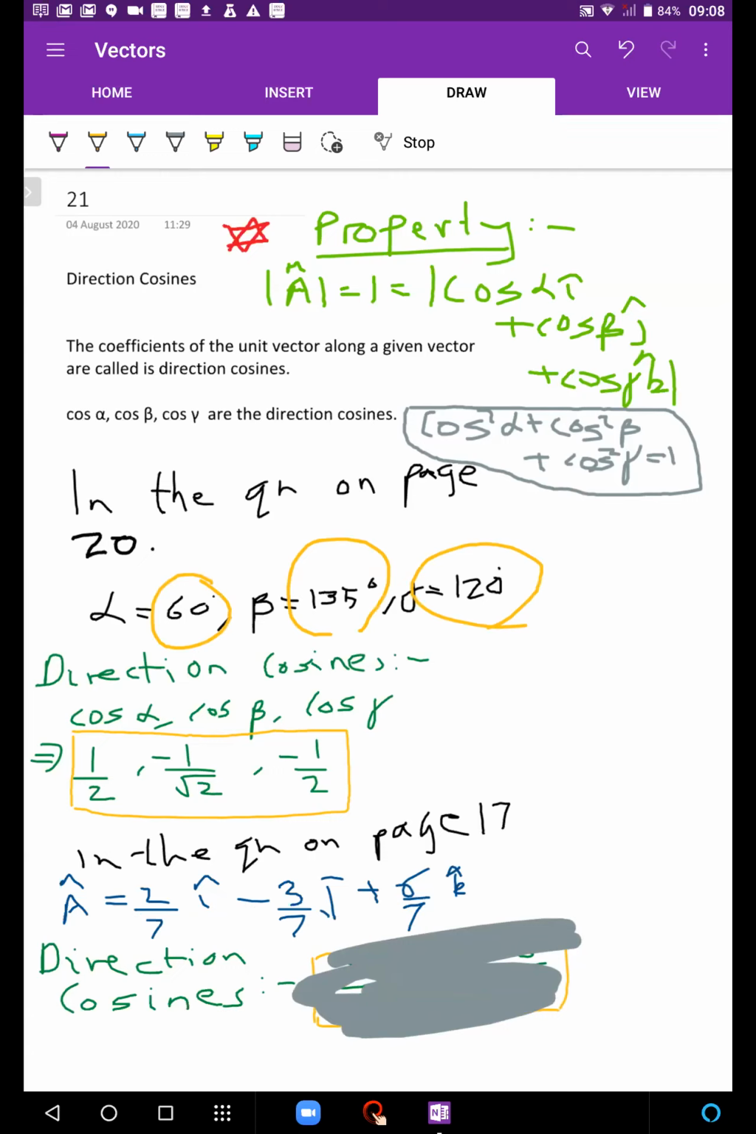Cos of the angles will give you your direction cosines. So cos alpha, cos beta, cos gamma, those are your direction cosines. Cos 60 is half, cos 135 is minus 1 by root 2, cos 120 is minus 1 by 2. These three terms written in this order make up your direction cosines. Understood this example? This is how you'll find direction cosines if alpha, beta, gamma are given.